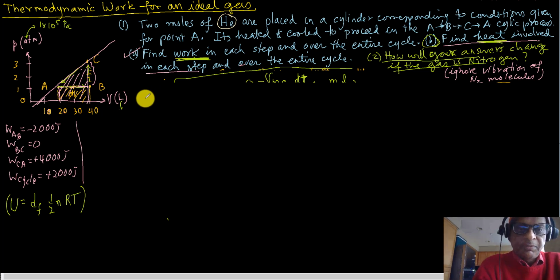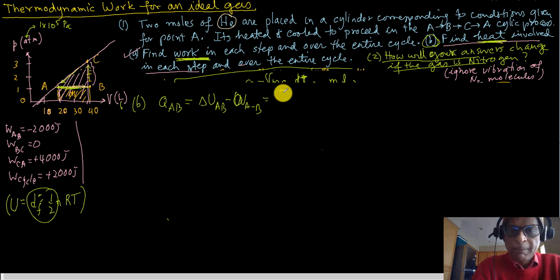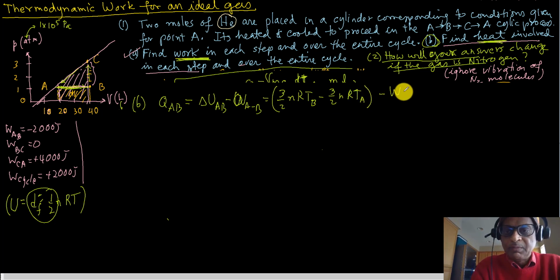Okay, so for B, we're going to use Q of the process that we're looking at, which is equal to delta U AB minus WAB. So this will simply be, with df equal to 3 here, 3 over 2 nRTB minus 3 over 2 nRTA minus WAB.